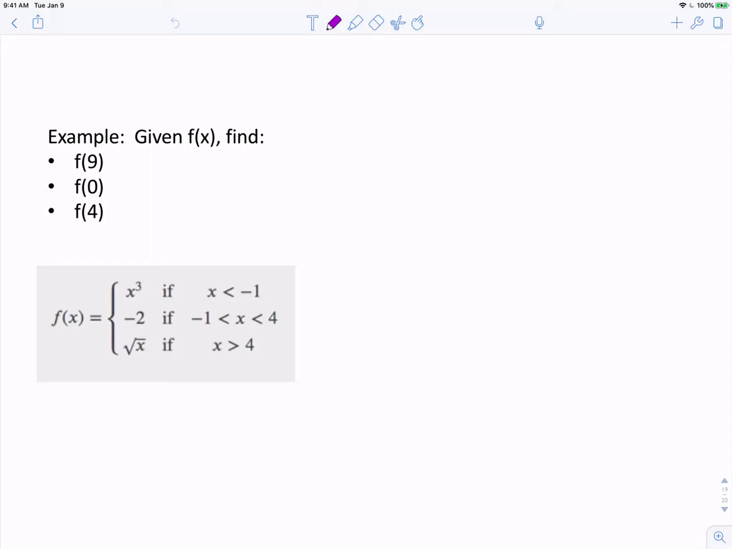In this last section, we're going to practice evaluating piecewise functions. So given f of x, here are three function values we'd like to find. First, let's start with f of 9.